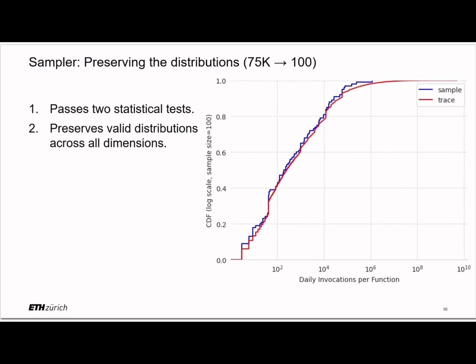So in this experiment, we scale down the trace to only 100 functions. And as we can see, the red line is the original distribution. It's quite smooth. And the blue line represents our scaled down trace. And they are pretty close, as you can see. And for each sample our sampler produces, it runs 2 statistical tests. And we really validate the distributions across the board.